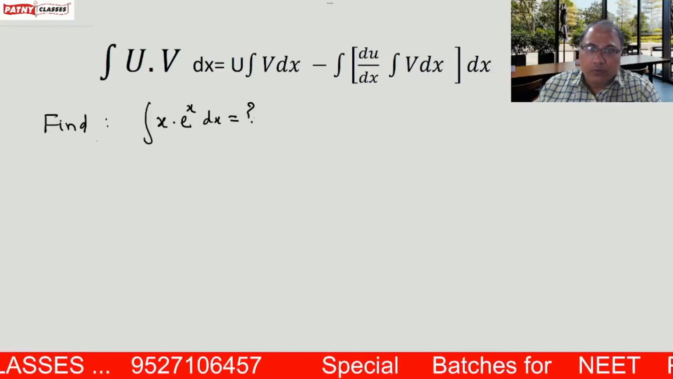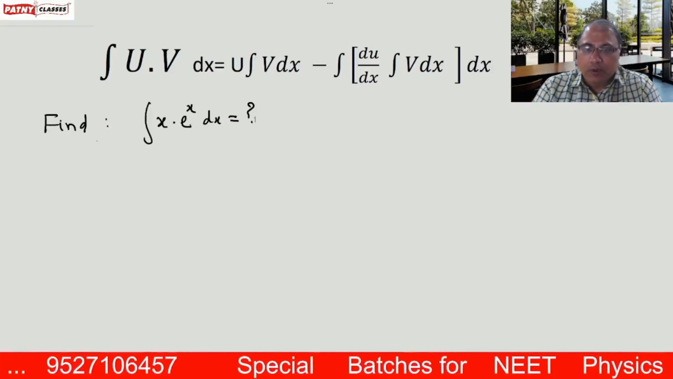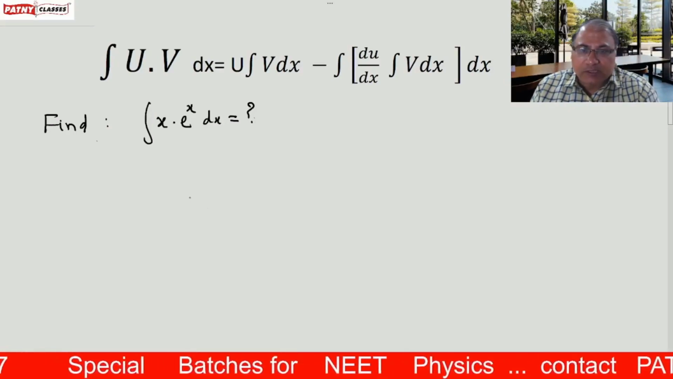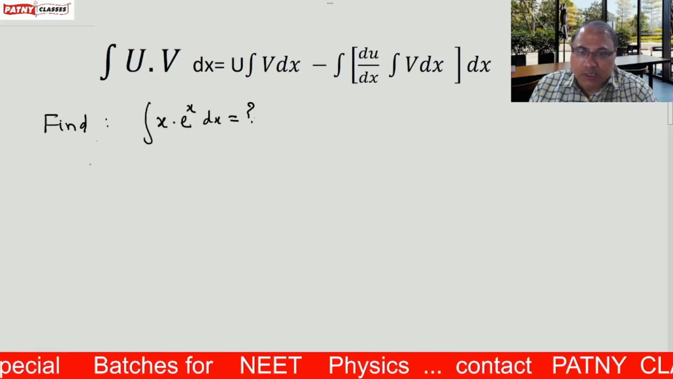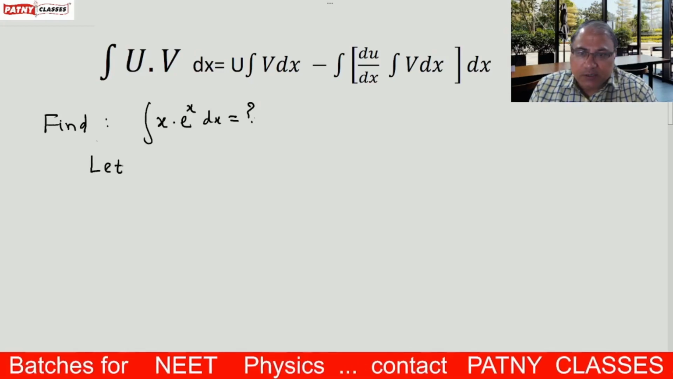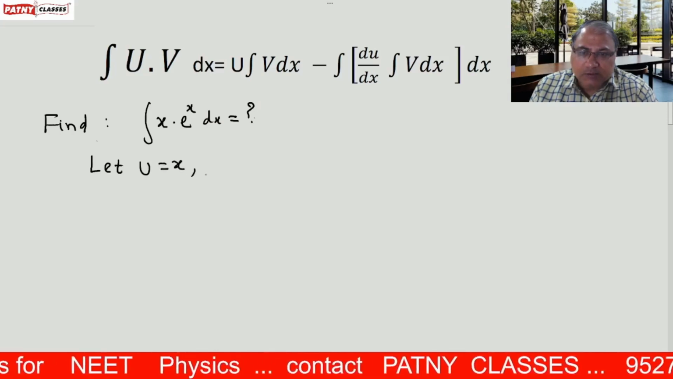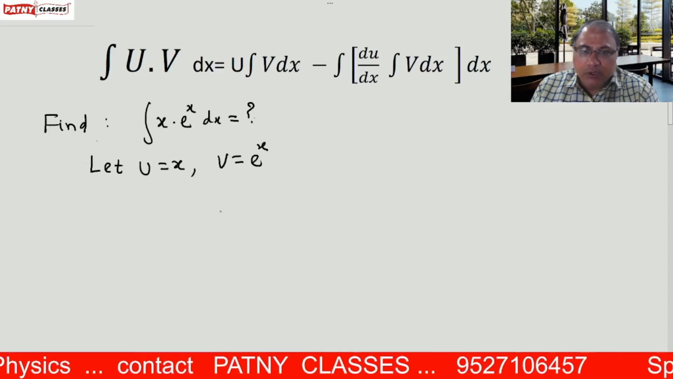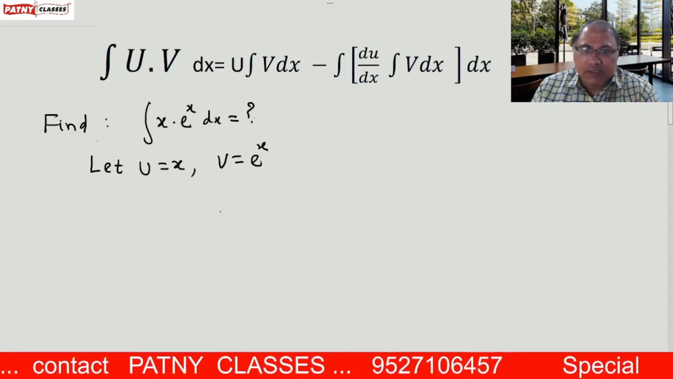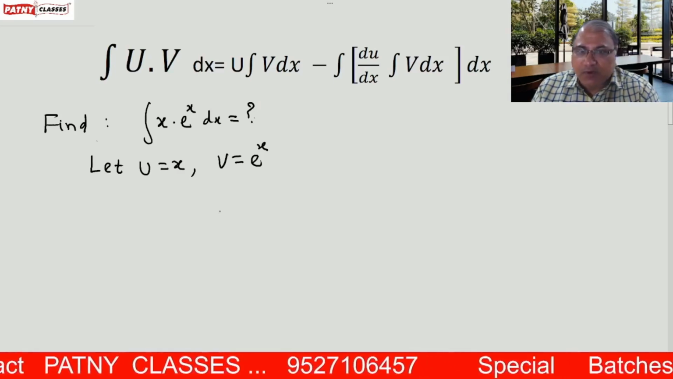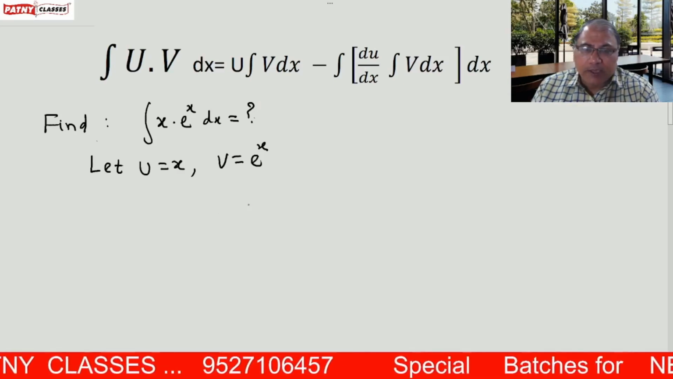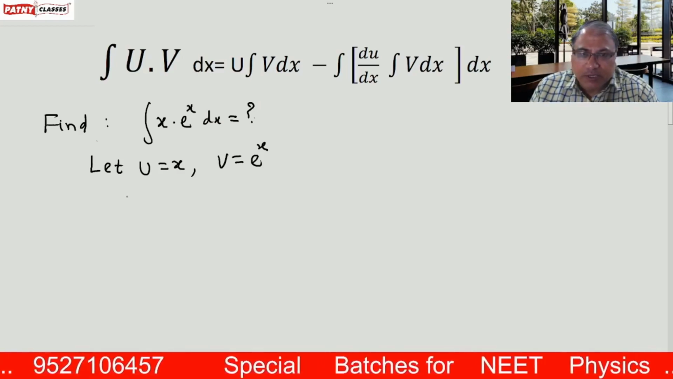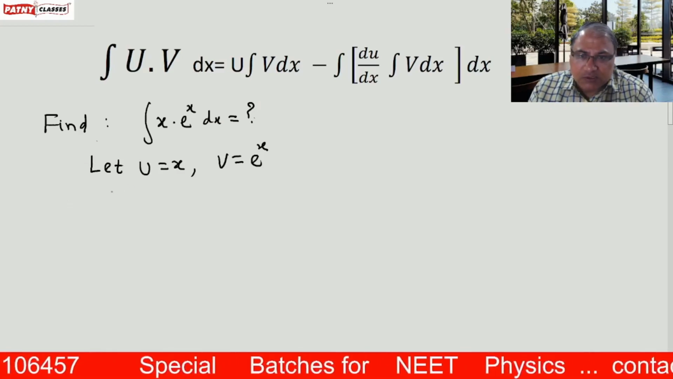Now let us do one problem on the basis of u into v. Find integration of x dot e raised to x with respect to x equals to how much? Let u equals to x and v equals to e raised to x. How to select u and v, that we'll see in the next example. First let us understand the formula, how to use this formula here.